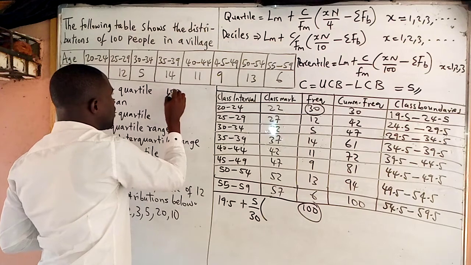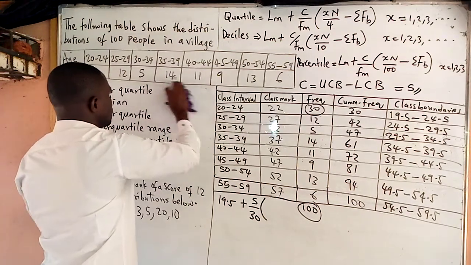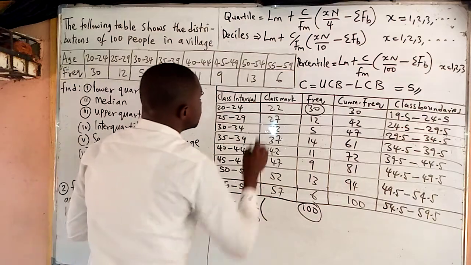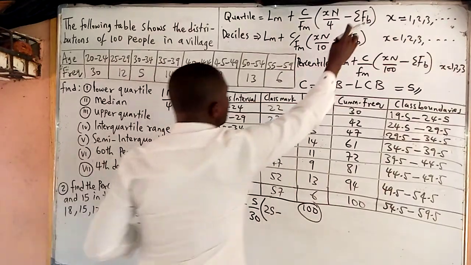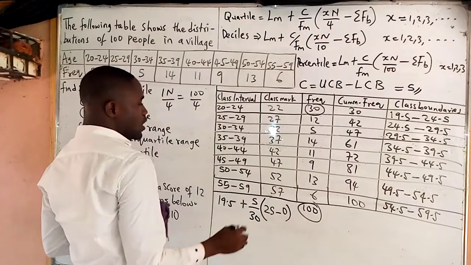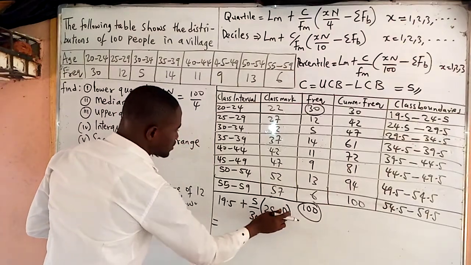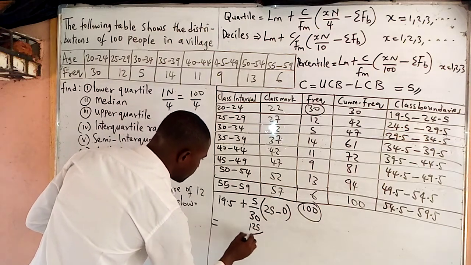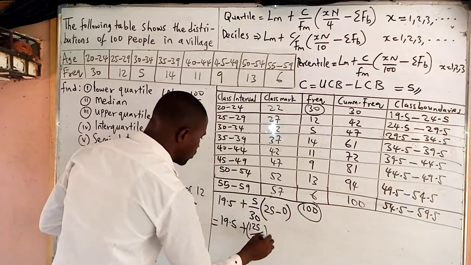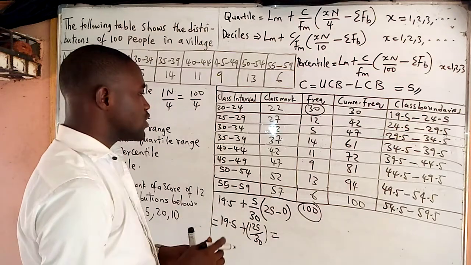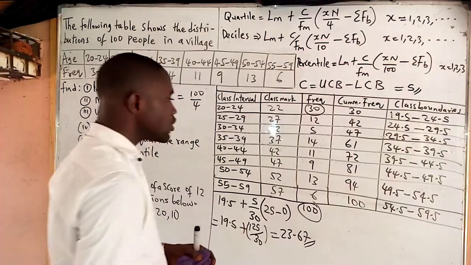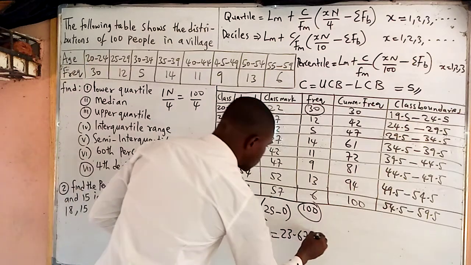Remember we say n over 4 means 100 over 4, that is 25. Then I will have 25 minus the summation of frequency before it. Do we have any frequency before 30? No. So we put 0. What will it give us? This minus this, 25 times 5, 125 over 30 plus 19.5. Once you compute this, 125 divided by 30 will be giving us 4 point something, 4 point something plus 19.5 will be giving 23.67. That is your lower quartile.